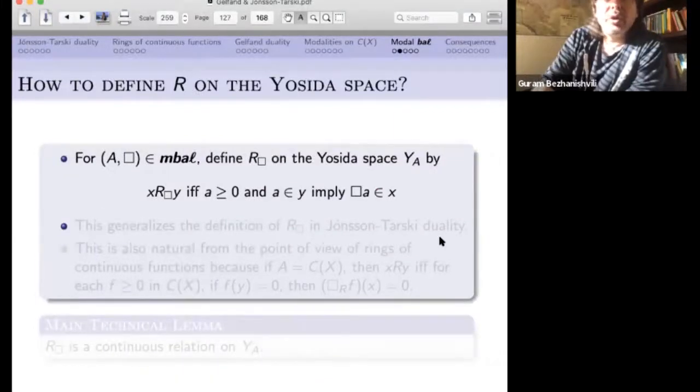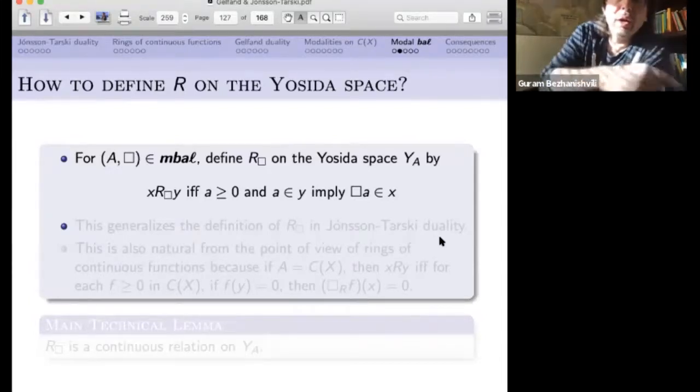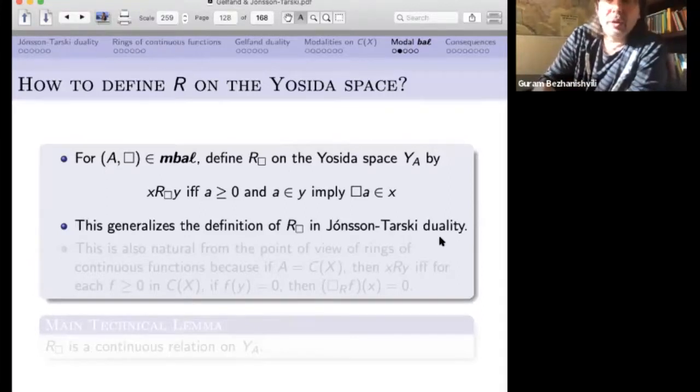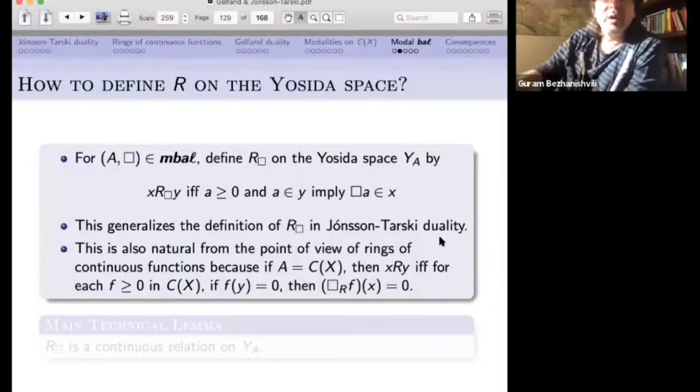And so now you can go back. I'll go very fast now, because otherwise I will never get through this. You can go back by taking the Yosida space, and the same way that we define the relation in the Jonsson-Tarski duality, we're doing the same thing here. It's basically the same relation R as you define in the Jonsson-Tarski duality. It also makes sense from a ring theoretic point of view, because X is related to Y if and only if for each positive function, whenever the function vanishes at Y, then box of it vanishes at X. And so it also makes sense from a ring theoretic point of view.